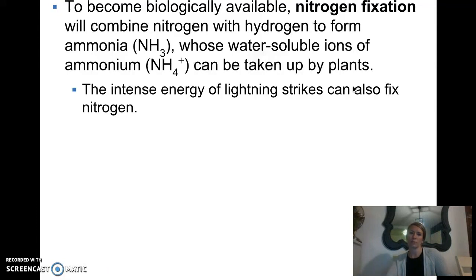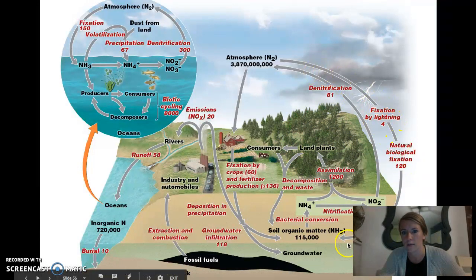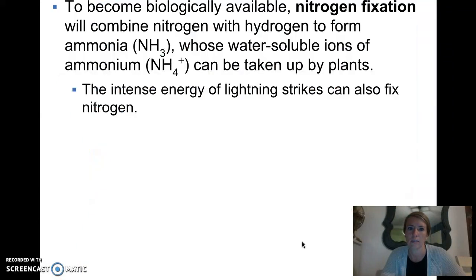So it combines nitrogen with hydrogen to form ammonia. And then ammonia and ammonium are two different forms of the same product. And then that can be taken up by plants. So nitrogen is combined with hydrogen, and now it's ammonia, which will be taken up by plants. Intense energy of lightning strikes can also fix nitrogen. So we see that nitrogen fixation is happening here, where it says assimilation. And also fixation by lightning can bring it back into the organic matter in the ground.